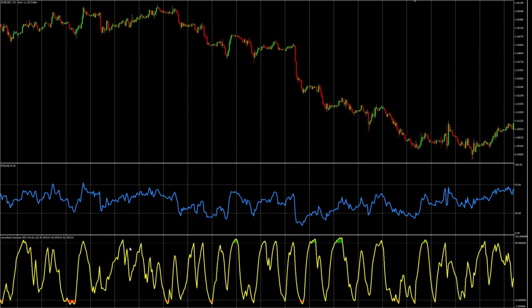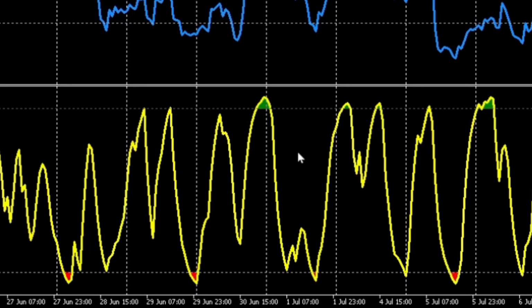So with the stochastic RSI, based on the rules that we've implemented, a short trade would have been produced when the indicator was in this overbought region, and it would have closed as soon as it reached the oversold region, and vice versa. Here, a long trade would have been created here and closed here. So the duration of trades is really quite short.